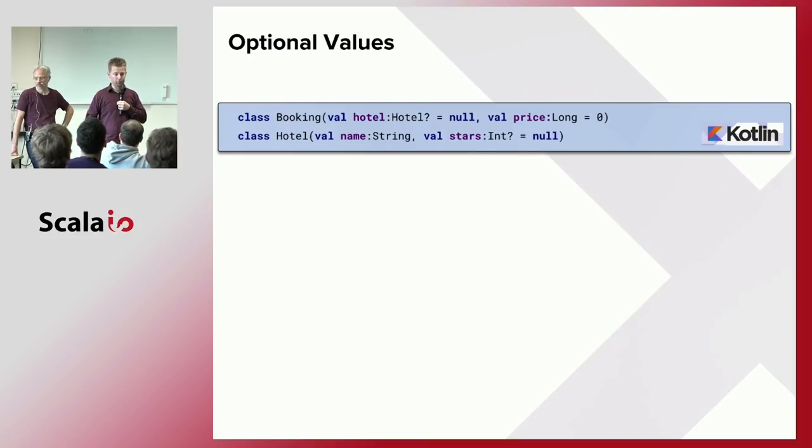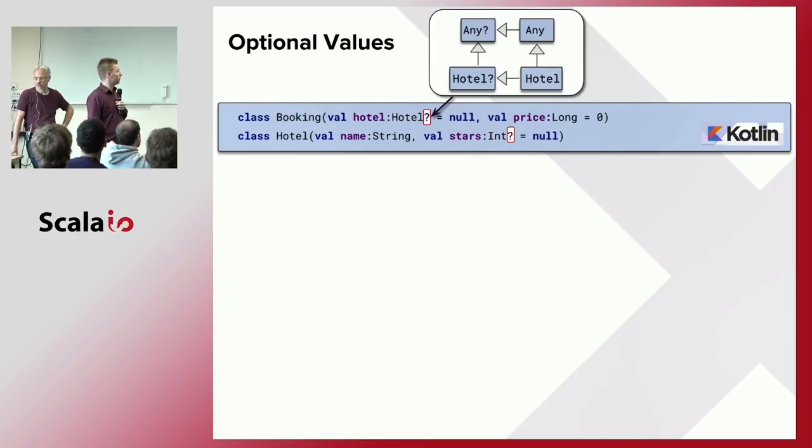If we go to Kotlin, they chose a different approach. Here we can see we use a question mark. The question mark literally means that type but nullable, and what that means in the small type diagram you see above is that the Hotel type actually extends from the nullable Hotel, so it's a subclass. This is used extensively in Kotlin to signal to the compiler that something is nullable or not nullable, and this sort of creates a mirror type tree for all the types in the language. On the left side the nullable types, and on the right side the non-nullable types.